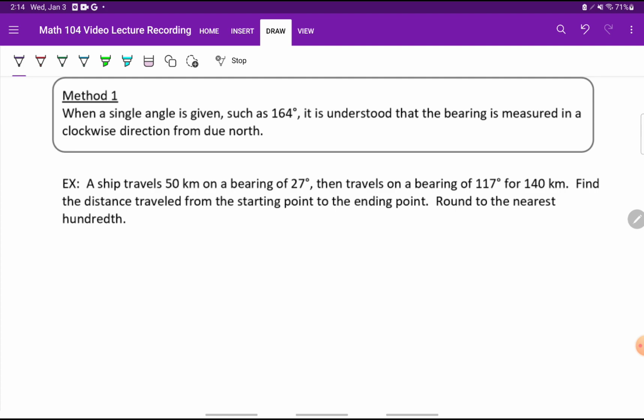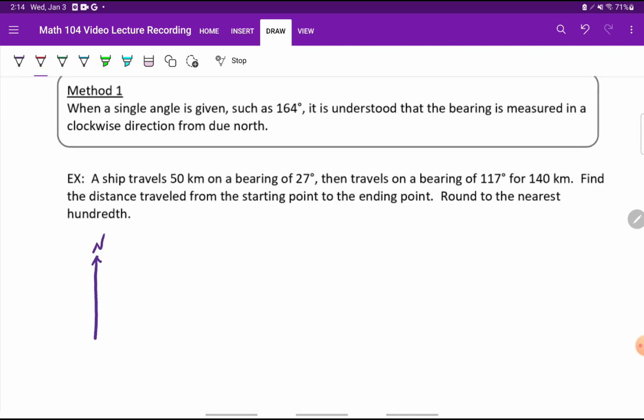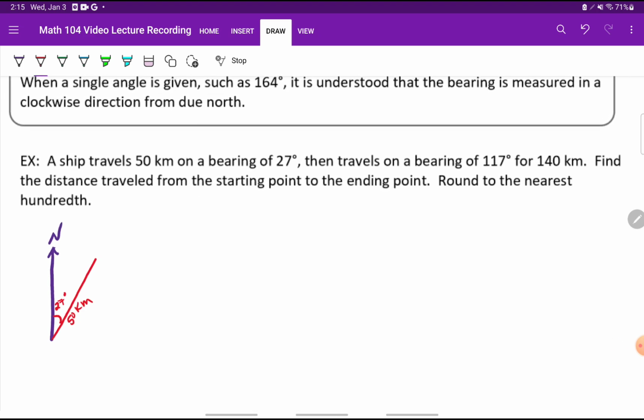They've given us a single number bearing, so we're starting with a due north line. And now we're going to rotate 27 degrees in a clockwise rotation and go 50 kilometers. So 27 degrees, 50 kilometers long. Well, now the boat is turning. And it's going to travel on a bearing of 117 degrees for 140 kilometers.